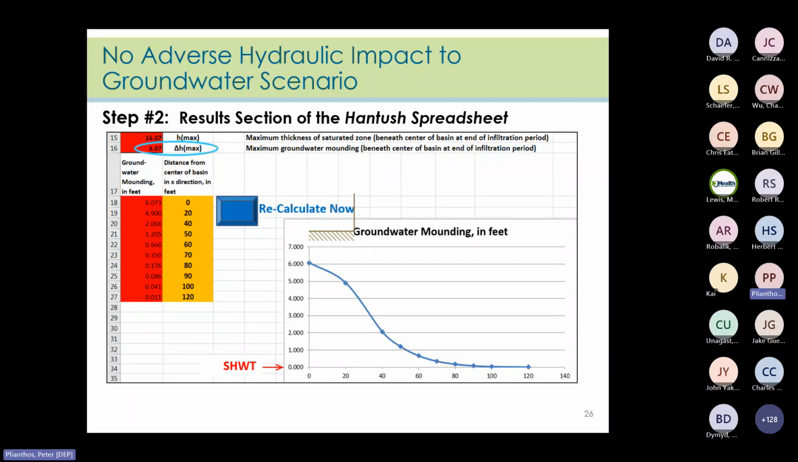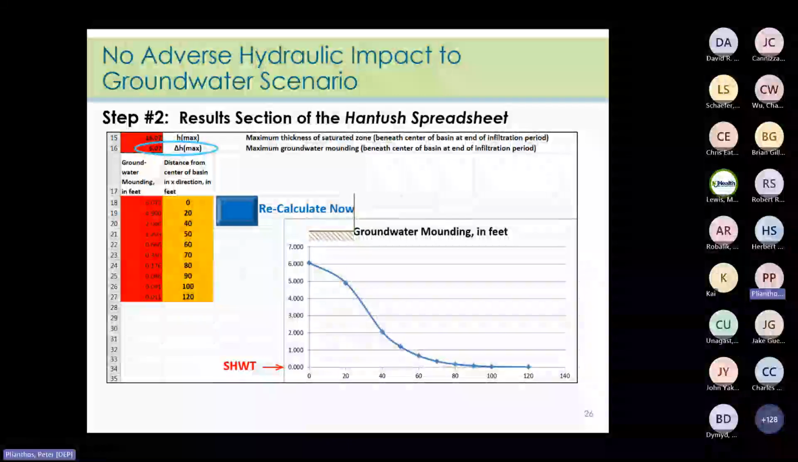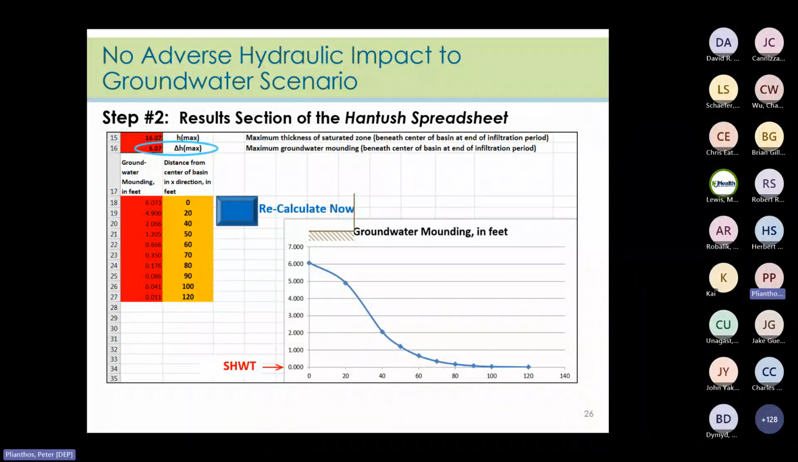To put this into proper context, I've also superimposed a symbol representing 1/2 of the bottom of the basin. Since the seasonal high water table, which the spreadsheet always sets at y = 0, is 7.5 feet below the bottom of the sand layer, the temporarily elevated groundwater table, located at y = 6.07 feet at the center of the basin, where x = 0, will not reach the bottom of the sand layer. Therefore, the assessment shows no adverse hydraulic impact to the proposed infiltration BMP from the groundwater mounding.